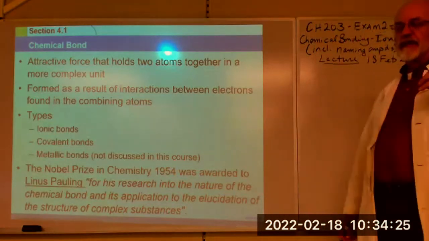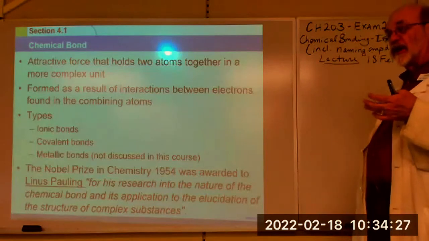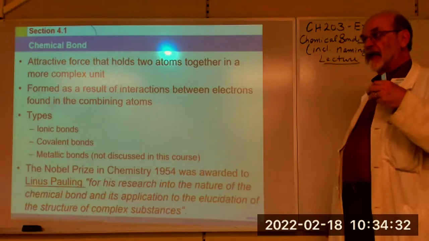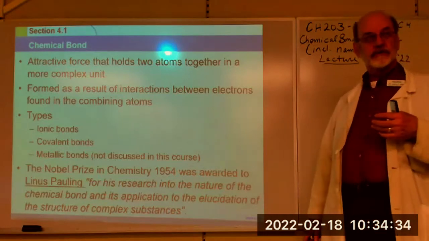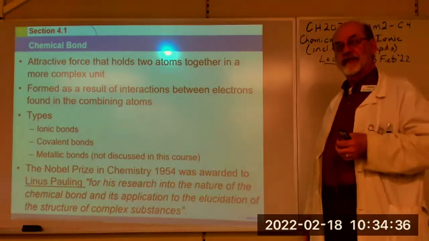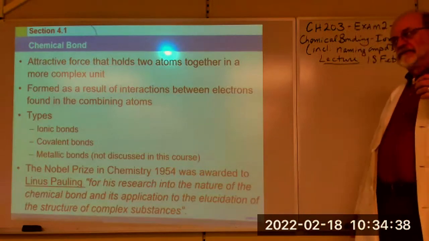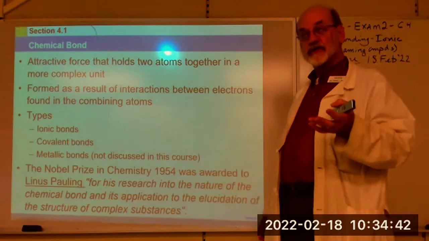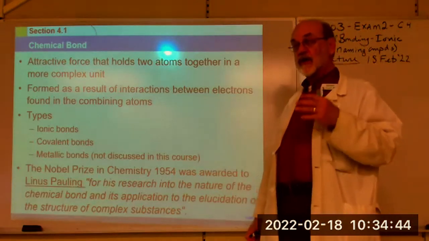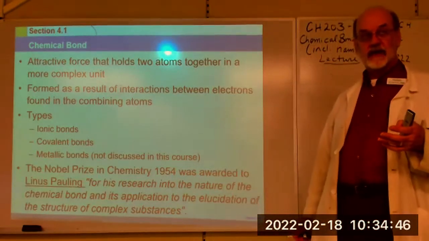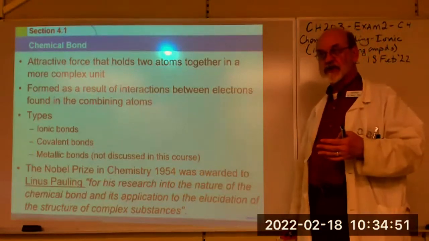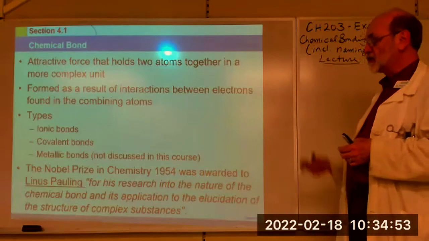So, in short, we could say that the chemical bond is a description of the force that holds two atoms together. It has to be preferred by those two atoms. In other words, they don't bond for no reason. There has to be a reason for their bonding, and we'll approach that topic as we proceed.